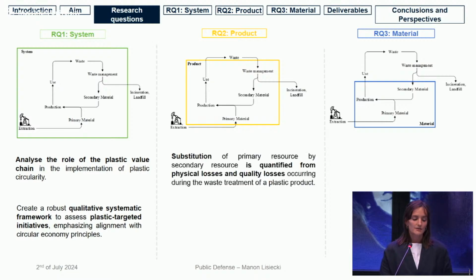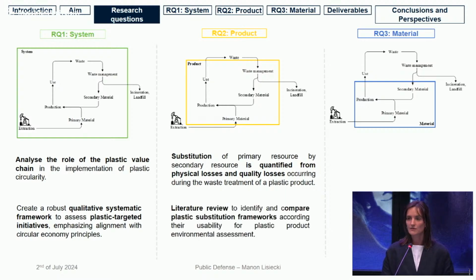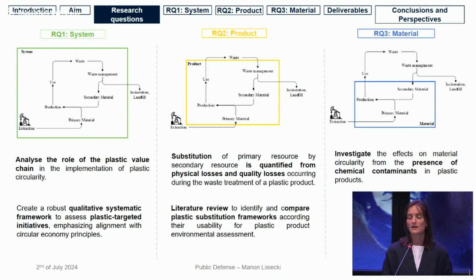At the second level, I zoom into the product level, where I try to quantify the substitution, meaning the replacement of primary resource by secondary material, by quantifying the losses occurring during the waste management system. I will present the main outcome of the comparison from the framework extracted by literature review. And in the last analysis, we finally zoom in on the material that we use in the plastic to investigate the role of the chemical contamination that can impact the plastic circularity. I will present the result of the case study I did on solvent-based ink printed on flexible plastic packaging.